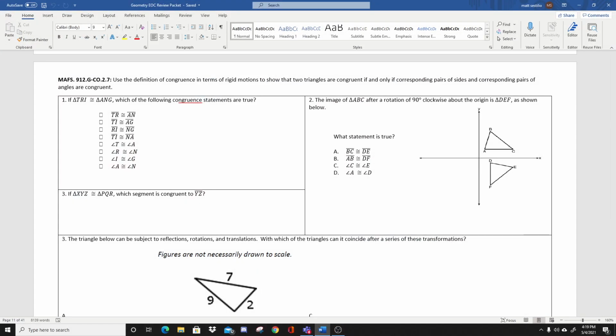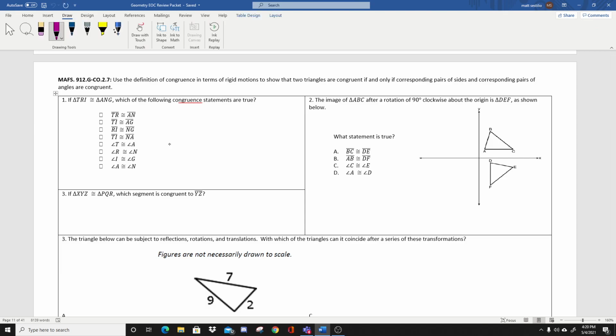Alright, so for page 6, a lot of this is just recognizing. I don't know if you guys have been noticing this, but you can read the top sentence here and it tells you what's going on for this whole page. So we've got triangle TRI is congruent to ANG. If you wanted to, you could draw this out. We have two triangles that are congruent, so they'll look exactly the same.